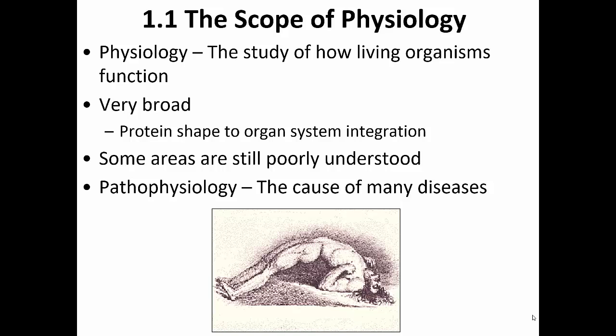We'll spend a lot of time in the cardiovascular system during the course of our semester. But other areas, especially in the nervous system, particularly the brain, are relatively poorly understood. We have 86 billion neurons that compose our brain, and that's just a gigantic number of cells, and we have an incomplete understanding of how they interact with each other at this particular point in time.